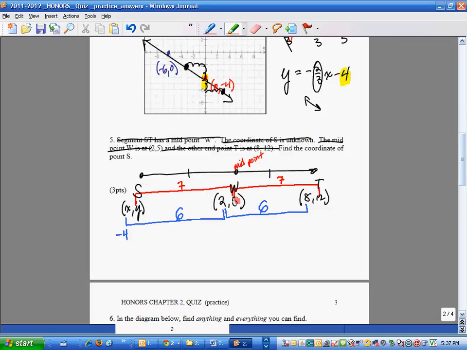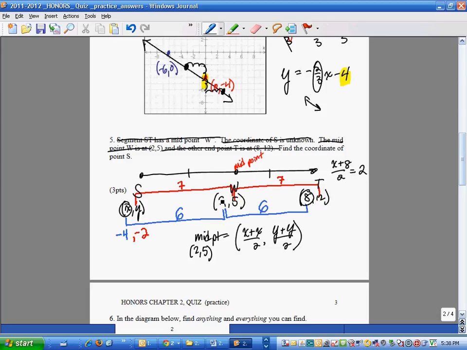Algebraically, the midpoint equation is average the x's, x plus x over 2, comma, average the y's, y plus y over 2. So what we have here is the midpoint at 2, 5. So algebraically, we could do this. x plus 8 over 2 is 2, that's the x coordinate. And the other one would be y plus 12 over 2 equals 5.